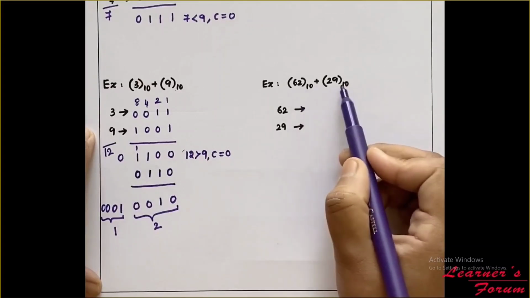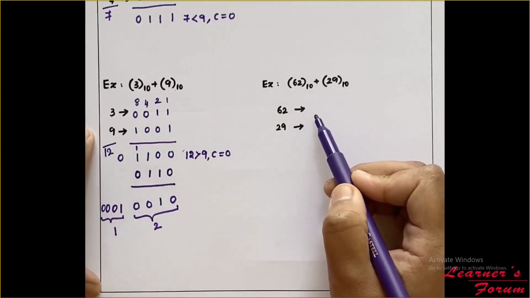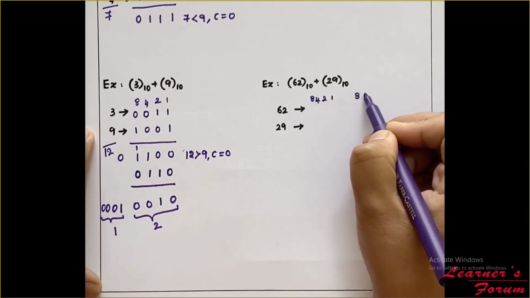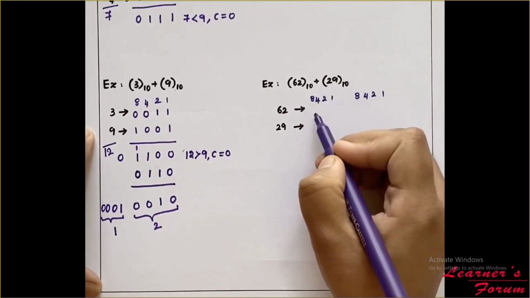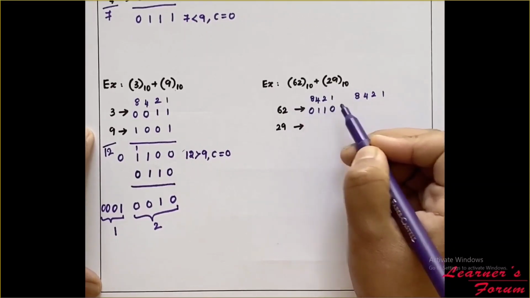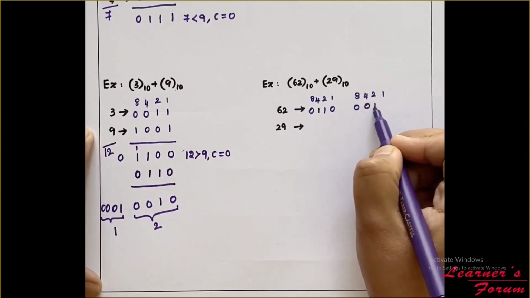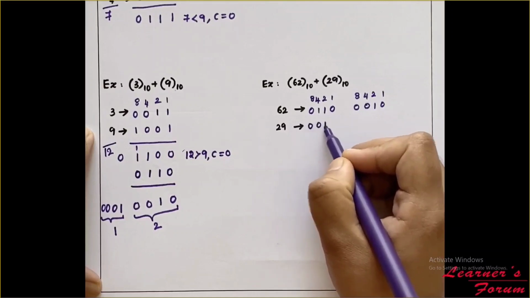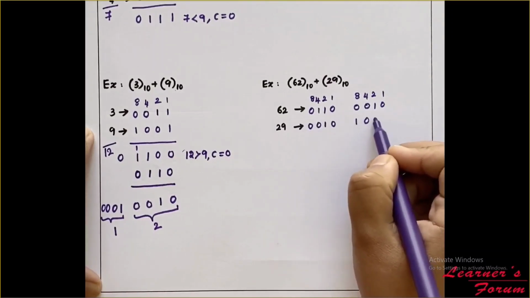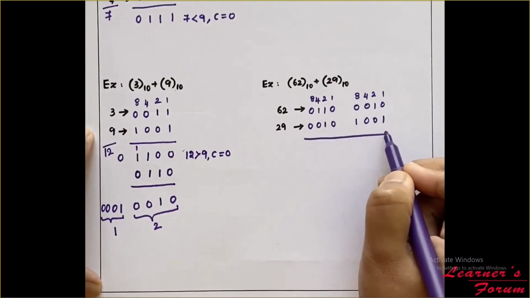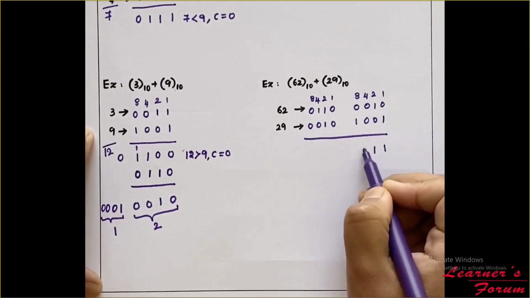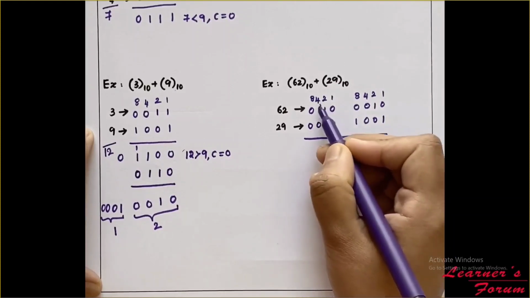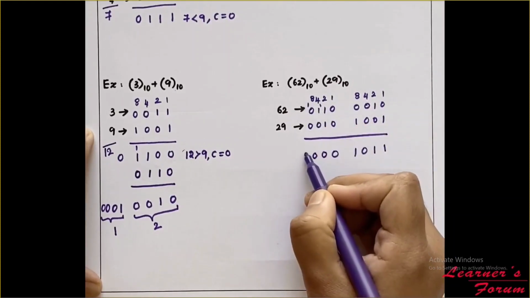Now let us solve one more example, which is 62 plus 29. For 62, we have to represent 6 and 2 in 8421 separately. For 6 it is 4 plus 2, so 0110. For 2 it is 0010. Next for 2 it is 0010, and for 9 it is 1001. Now we have to perform addition starting from the last bit. So 1 plus 0 is 1, 1 plus 1 is 0 with carry 1, then again 1.